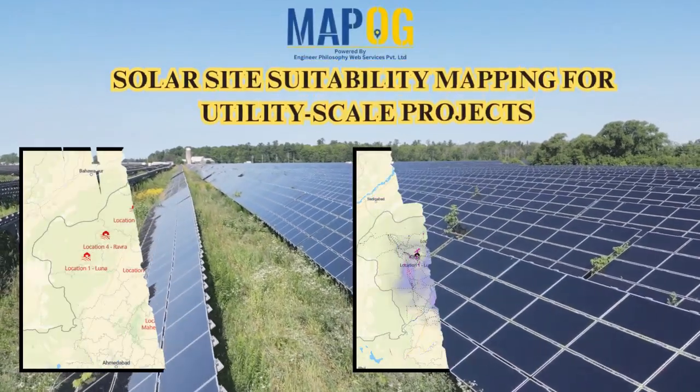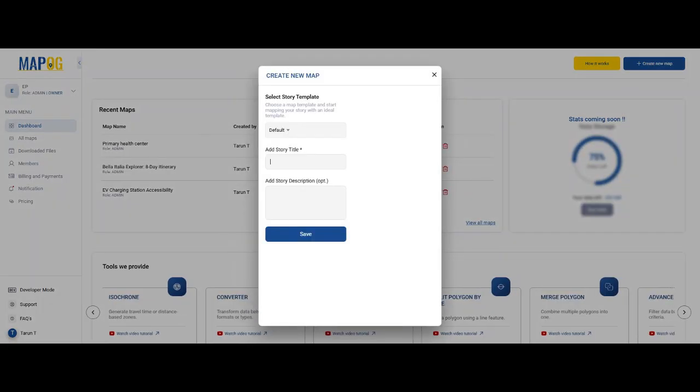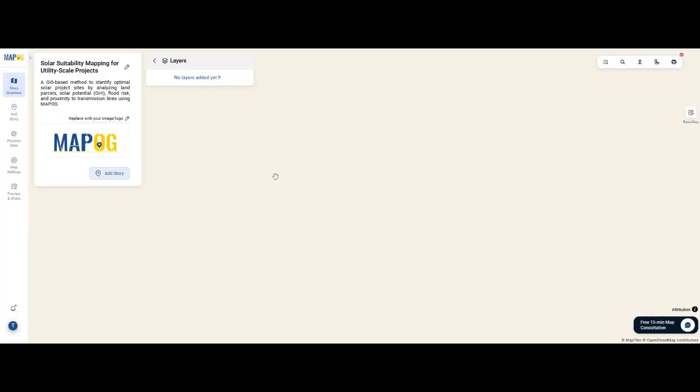Ever wondered how to find the best solar farm locations using just GIS tools? Head over to story.mapog.com. Click Create New Map, give your project a title and description.